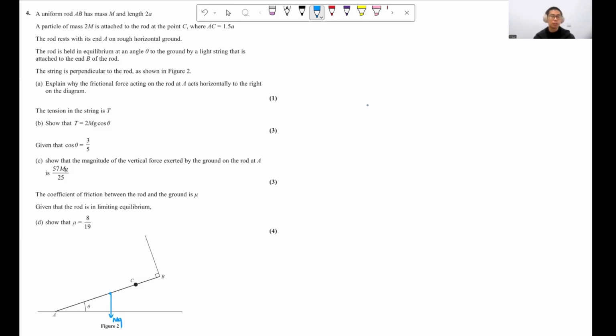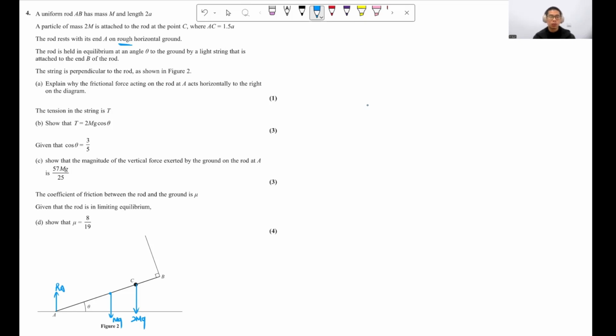And then a particle of mass 2m is attached to the rod at point C, where AC is 1.5a. So 2mg should act at point C. And then the rod rests with its end A on a rough horizontal ground. So as long as they have contact, there will be a normal reaction, so we call it RA. And because it's rough horizontal ground, there will be some friction.